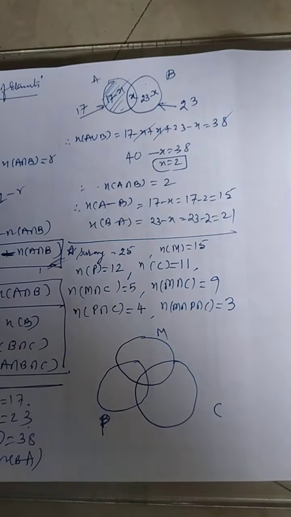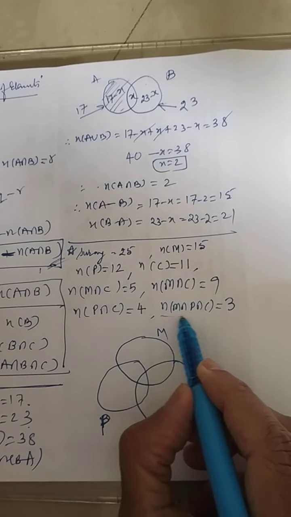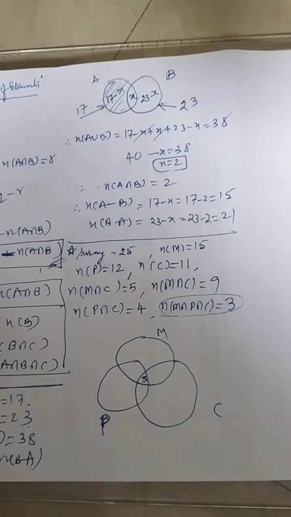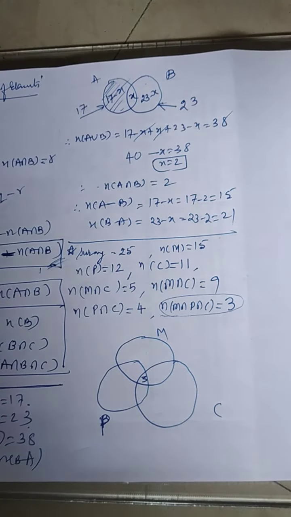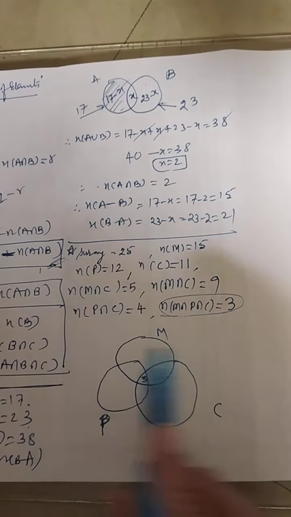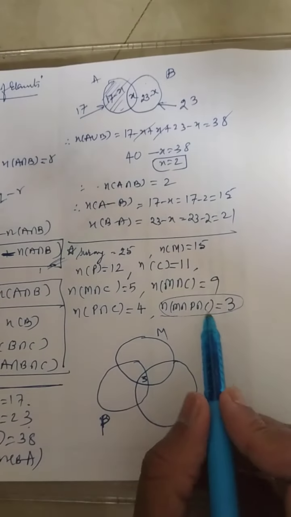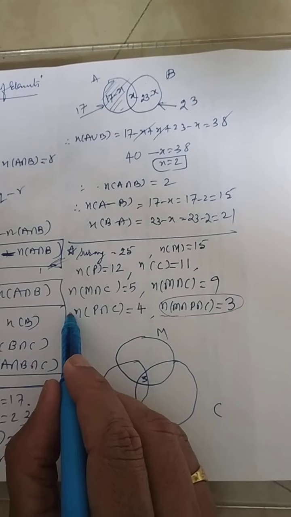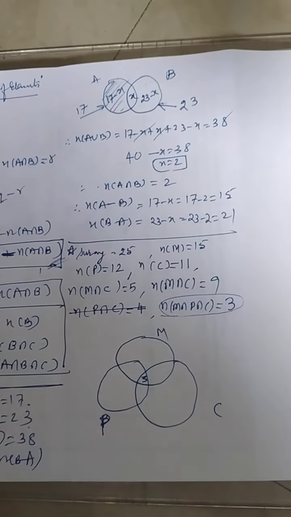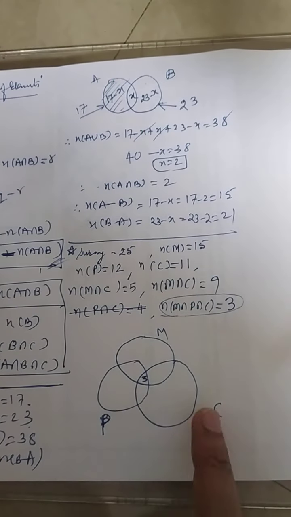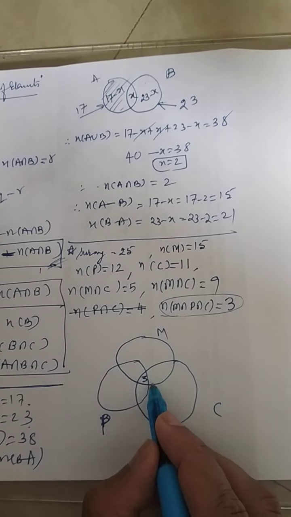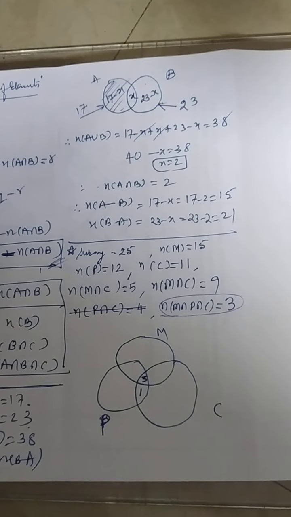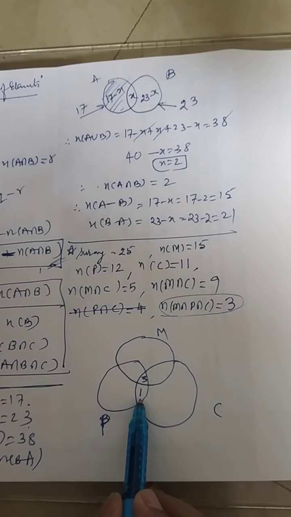Now try to fill this up. What does this mean? 3 is the number which is present in all. It is in physics, chemistry and maths. P intersection C is 4. P and C, their intersection is this portion. It is 4, but 3 we have already written, so 1 will come.